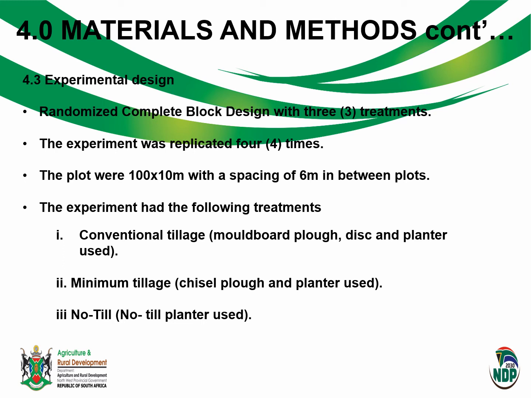Experimental design that was used is randomized complete block design with 3 treatments. The treatments are conventional tillage, where moldboard plow, disc and planter were used. The second treatment is minimum tillage, where chisel plow and planter were used. The third treatment is no-till, where no-till planter was used.